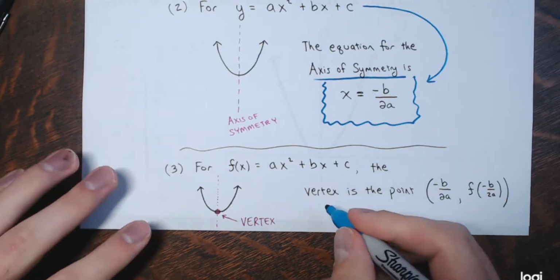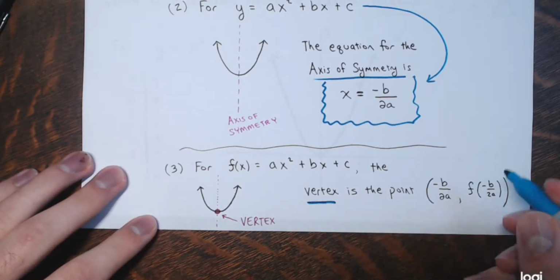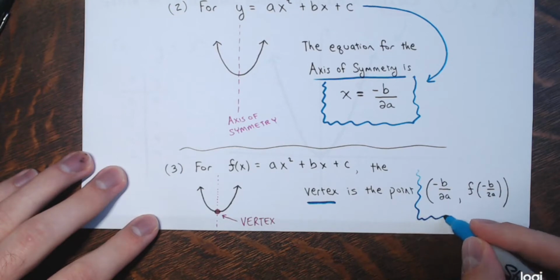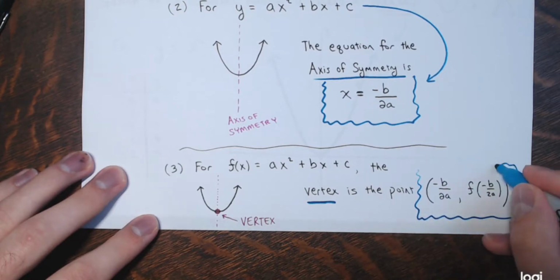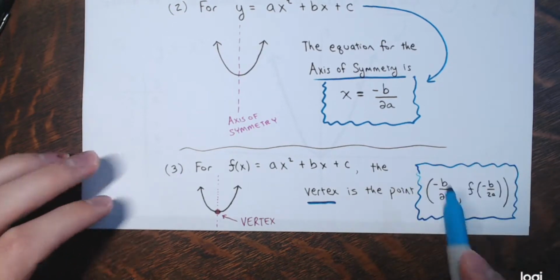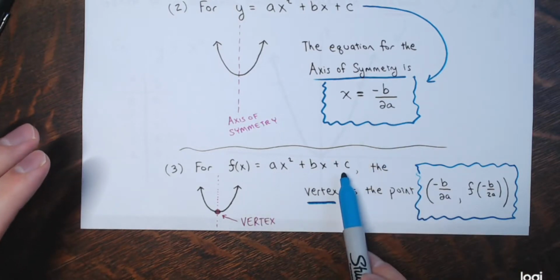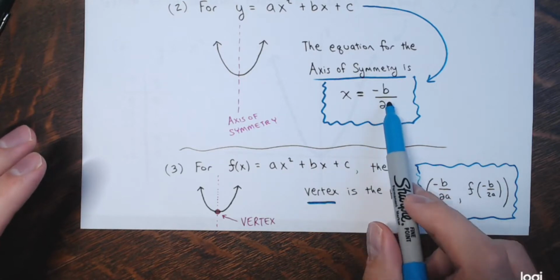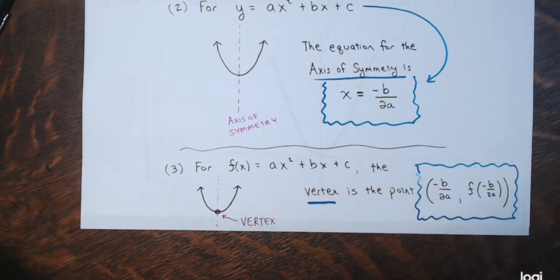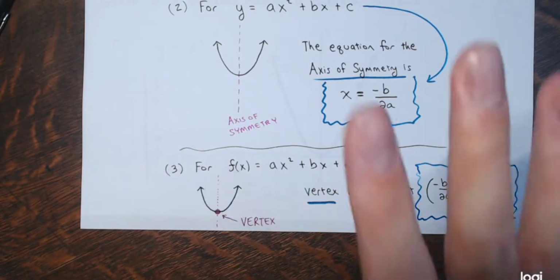All right, so the vertex, the highest or lowest point, is this here. So you should really just remember, if I'm in this form, ax squared plus bx plus c, remember negative b over 2a. That'll help you get the x coordinate of the vertex, and then you plug that in, get the output, and you get the coordinates of the vertex. All right, so lots of stuff here.